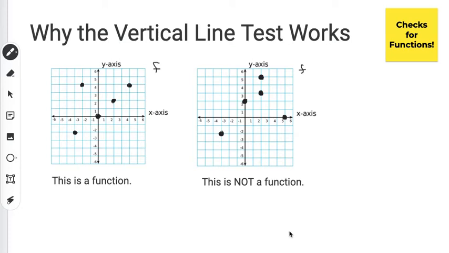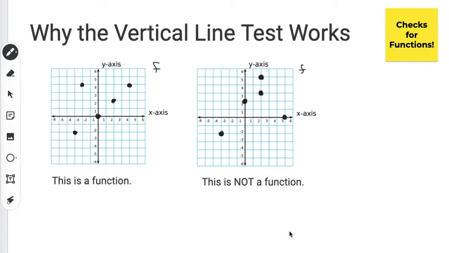Back to my series on functions. This video is going to be why the vertical line test works. So we're going to be looking at why the vertical line test works and how it's supposed to check for functions. So if you ever want to check to make sure that a graph is a function, you want to use the vertical line test.